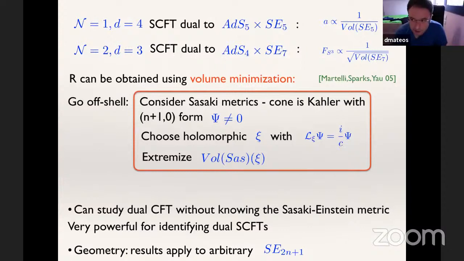Jerome, one question, sorry to interrupt. So by going off shell, you mean that these geometries don't solve Einstein's equations? Is that exactly correct? Okay. Only at the extremum. Exactly. So this extremization principle, at the extremum, puts you back on shell. In other words, with all this extra data still there, the only little bit of data is just varying over the space of Killing vectors, these holomorphic Killing vectors. Thanks.